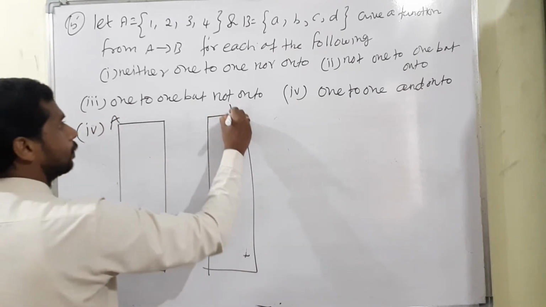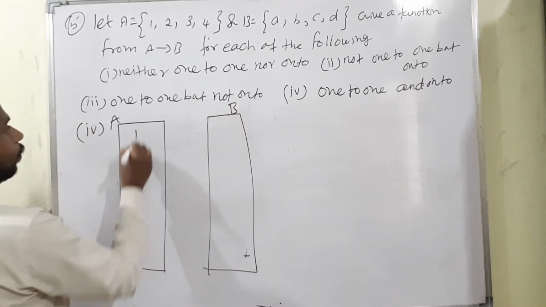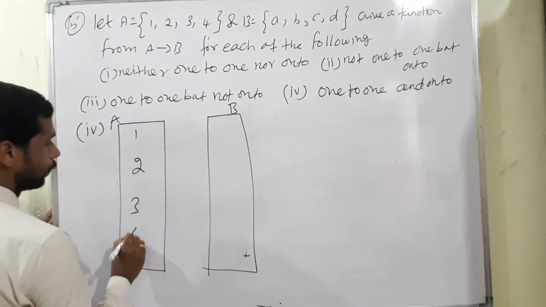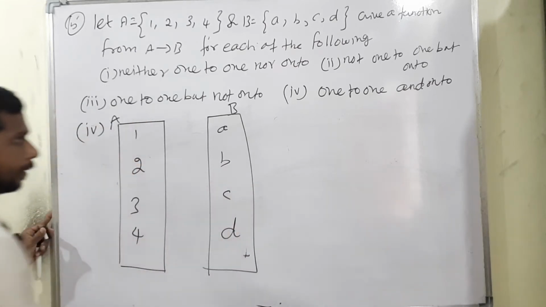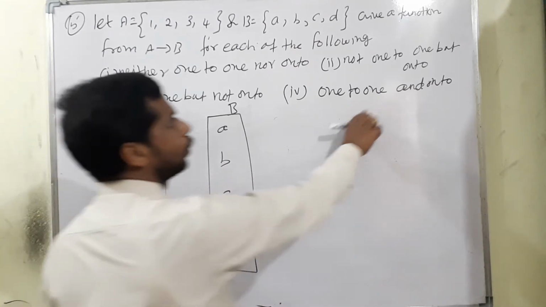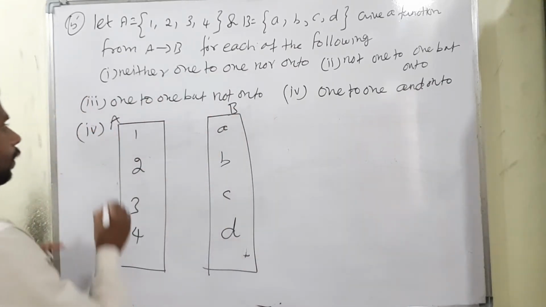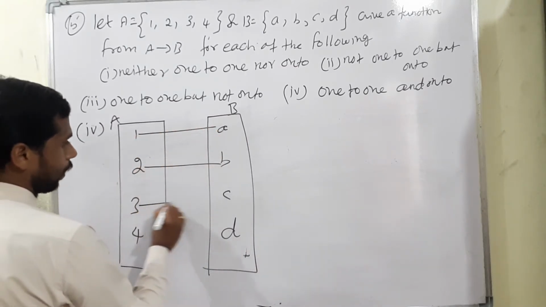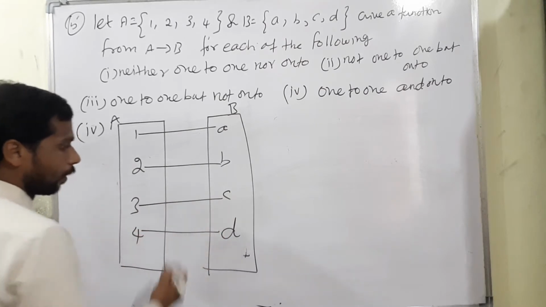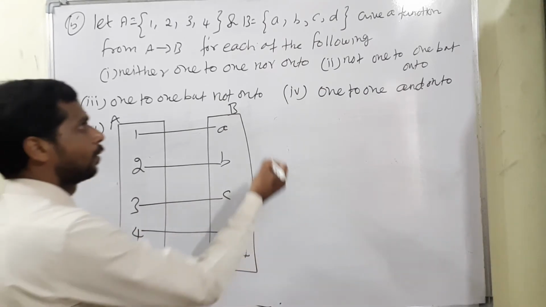Set A, set B. A has 1, 2, 3 and 4, and B has A, B, C and D. We have to show one to one and onto. Very simple, no? Direct line: 1 mapping to A, 2 mapping to B, 3 mapping to C, 4 mapping to D. Then we can write now.